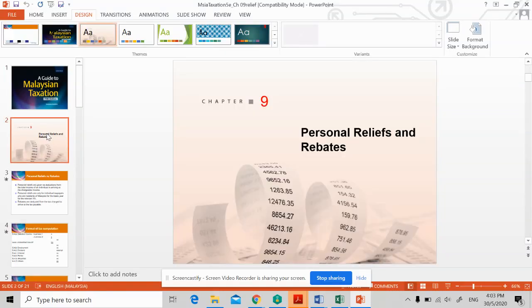Alright, so our next topic is personal reliefs and rebates. And this is actually under chapter 9. For personal reliefs and rebates, this is for individuals' income tax liability. This will help us calculate the individual tax liability after we combine all his or her sources of income, such as employment income, non-business income, and business income, to arrive at the total income.